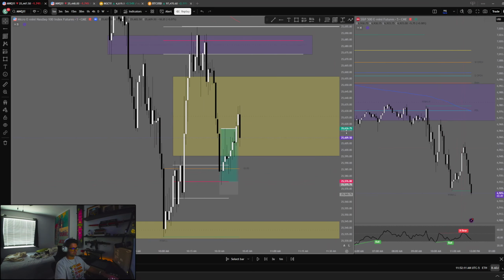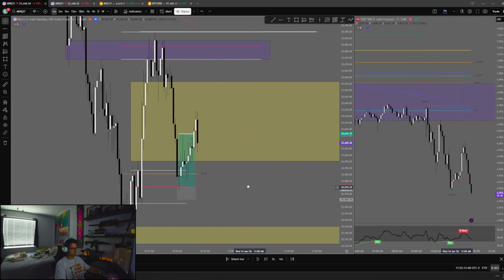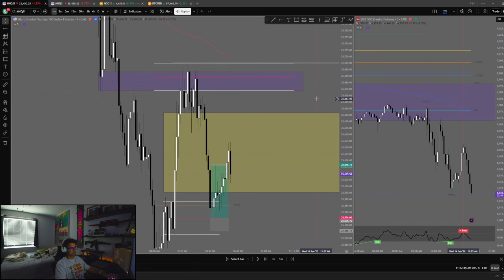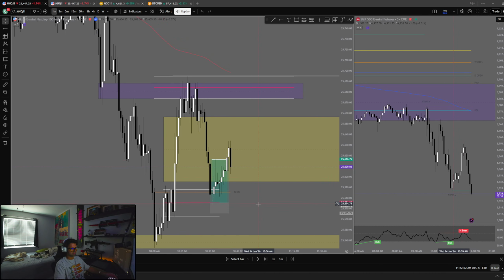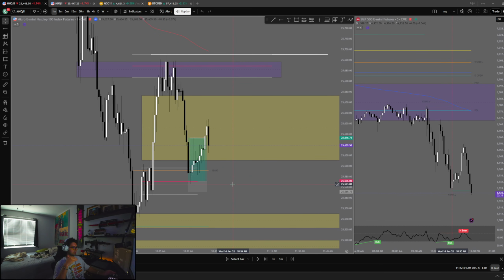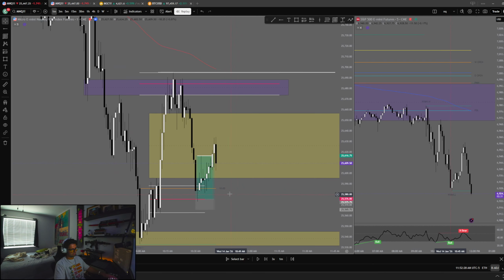That's the wick model, which is just a 5-minute rejection block. Normally you can do like a 3-minute if you really wanted to. It's just not as significant as a 5-minute or a 15 or an hourly, just because the higher the time frame, the more significance that confluence is going to hold. And ultimately, the trade played out.